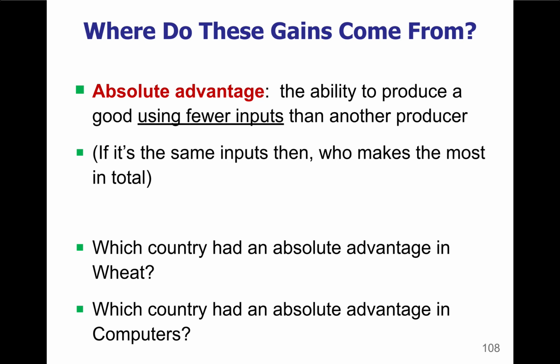So which country had an absolute advantage in computers? Hopefully you did not say Japan, because in our example, the United States also had an absolute advantage in computers. It took the US 100 labor hours to make one computer, and it took Japan 125. In our example, the United States had an absolute advantage, or was absolutely better and more efficient than our trade partner at making both wheat and computers. But it was still advantageous for us to trade with Japan, because trade is not based on absolute advantage.